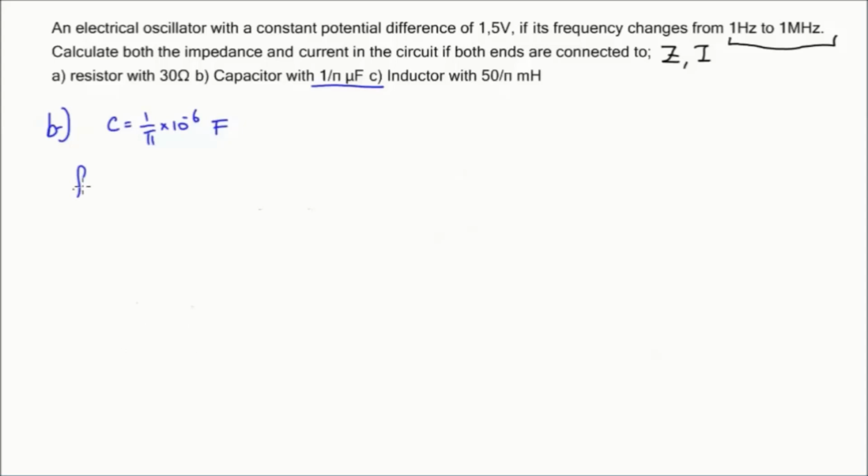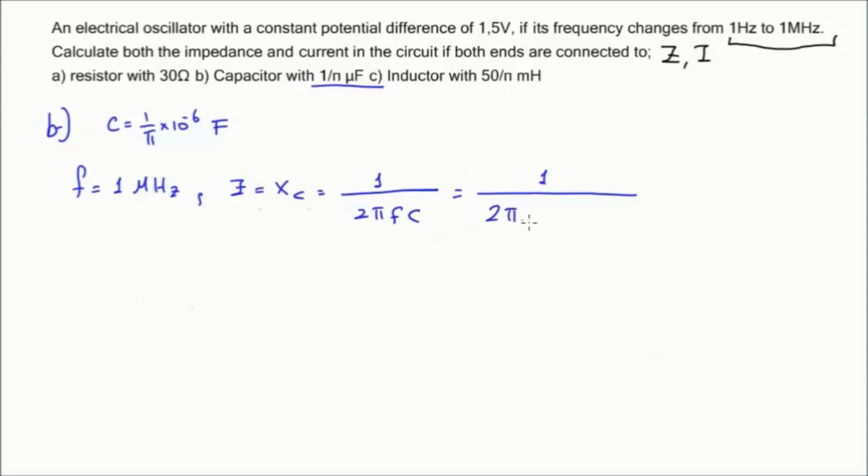Now F equals 1 megahertz. Z equals XC equals 1 over 2 pi FC, equal to 1 over 2 pi times F, 1 megahertz, mega means 10 to 6, times 1 over pi times 10 to minus 6. Pi and pi cancel each other, 10 to 6 and 10 to minus 6 cancel each other. The result is going to be 0.5 ohm.